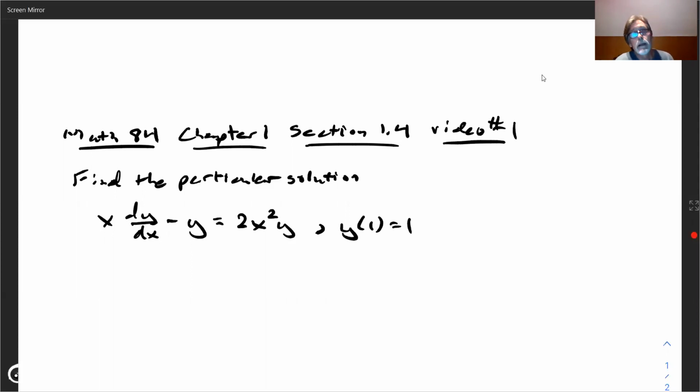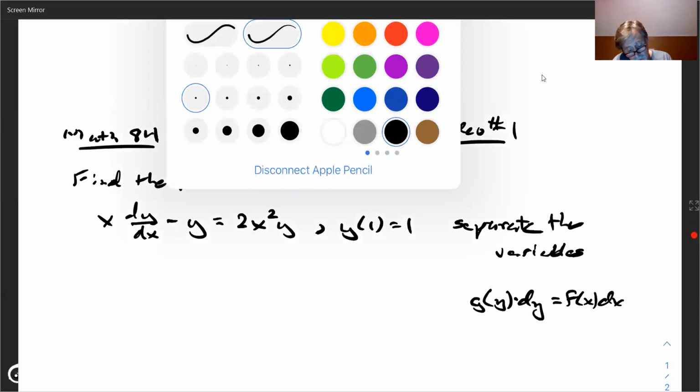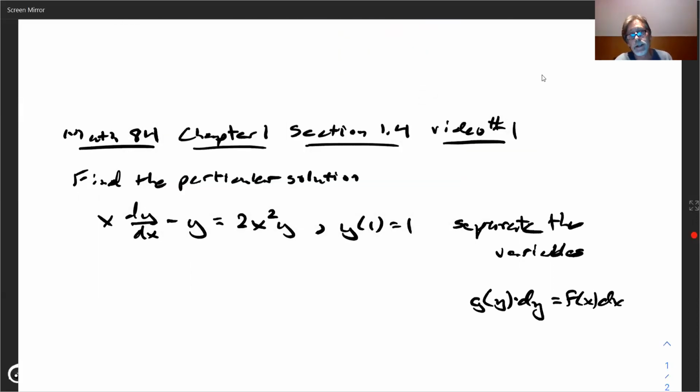It's handpicked by me. So what I'm going to try to do is separate the variables so that I have some sort of function of y times its differential dy, and on the other side I'll have another function of x by itself times its differential. If you can get your equation in this form, then you are allowed to integrate both sides. So in other words, you're at the derivative level, separate, integrate to the function level, and you're on your way to solving the problem. So that's what we're going to do. Here's how you do it.